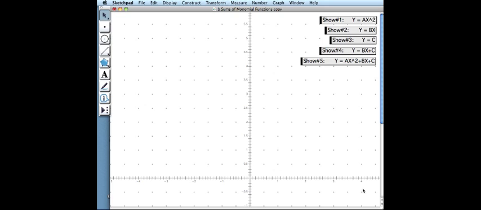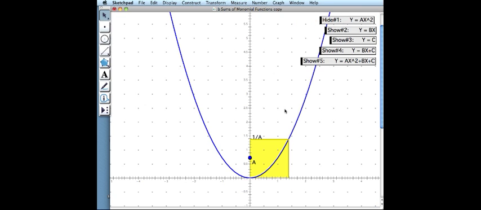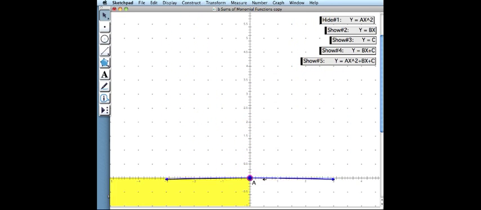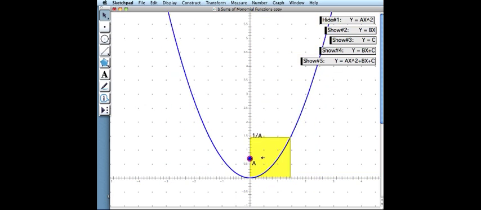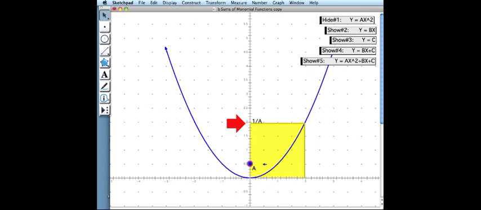Next, let's look at the function y equals a times x squared. Notice that, as the value of a changes, the yellow square always goes through the point that is a's inverse. So, the corner of the square is at the point 1 over a on the horizontal axis. Then, notice that the blue parabola always goes through the corner of the yellow triangle. So, when the value of a changes, the shape of the blue parabola changes.